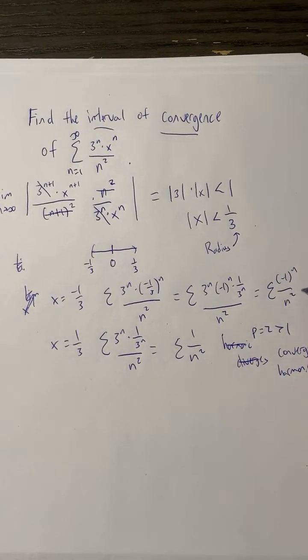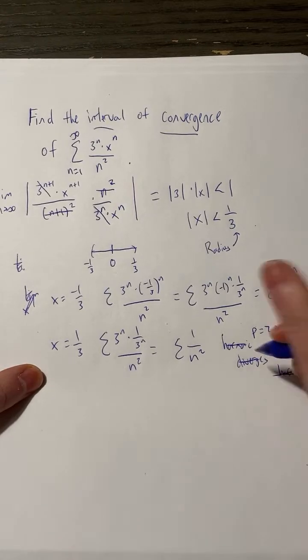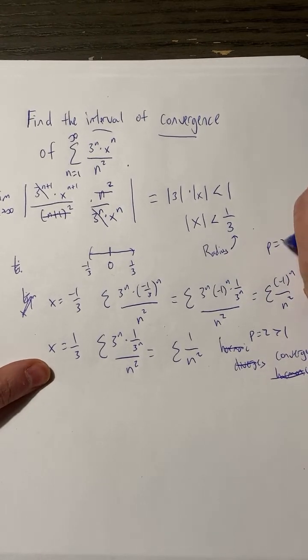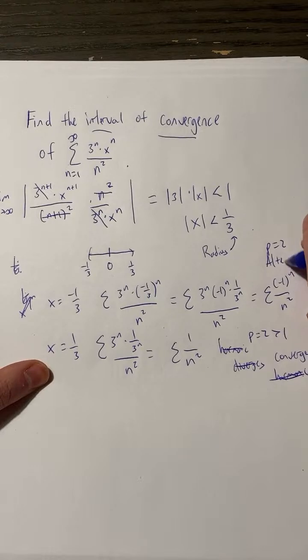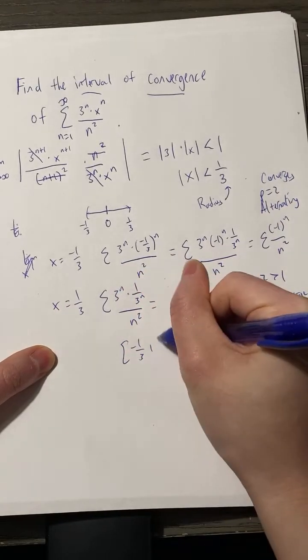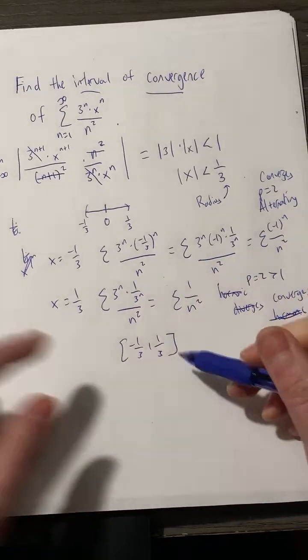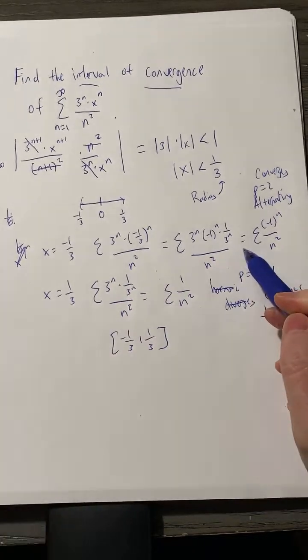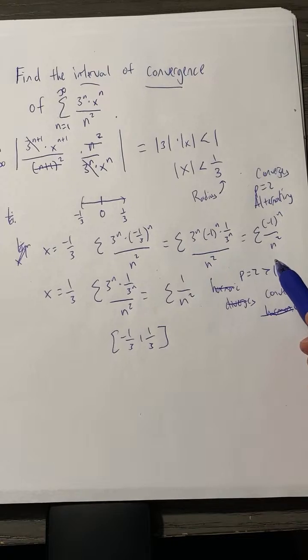And this is an alternating series. Not harmonic series, I keep saying harmonic series. It's an alternating p series in this case because p is 2. So this converges as well. So the final answer is negative 1/3 to 1/3, with brackets on each side, because they converge on both sides: one of them was harmonic and one of them was alternating p. Hopefully that makes sense.